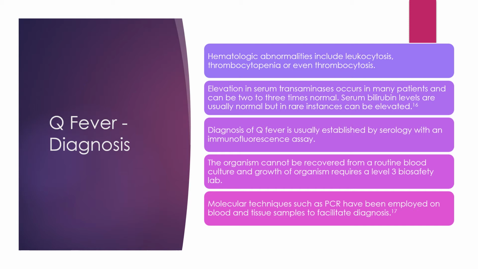count, thrombocytopenia, or even an elevated platelet count. And elevated transaminases occur in many patients and can be 2 to 3 times normal. Serum bilirubin is usually normal, but can sometimes be elevated. And diagnosis is usually established by serology with an immunofluorescence assay. You can't culture out this organism unless you have a level 3 biosafety lab. So typically that's not the method of diagnosis. But PCR has been employed on blood and tissue samples to facilitate diagnosis.